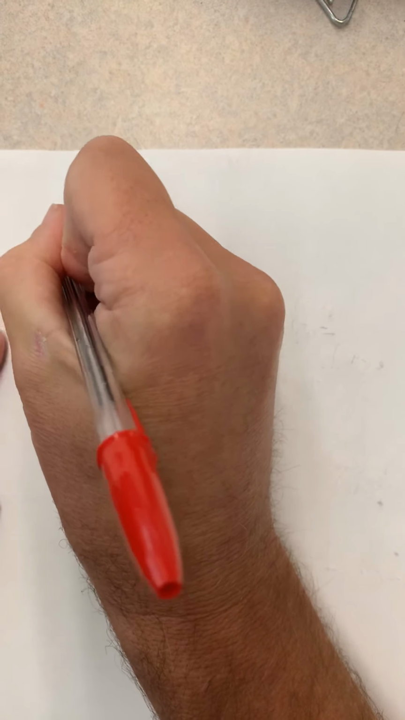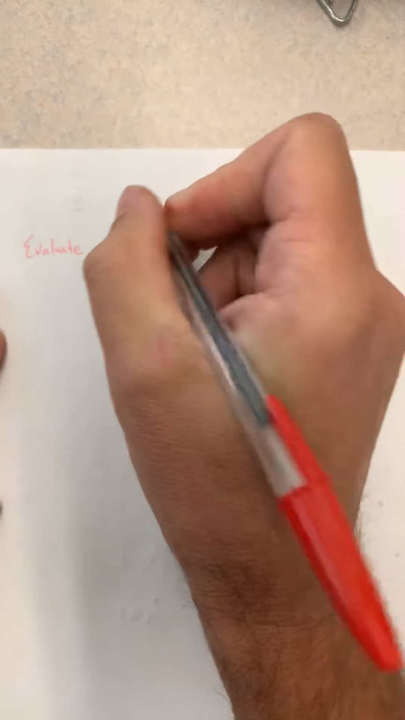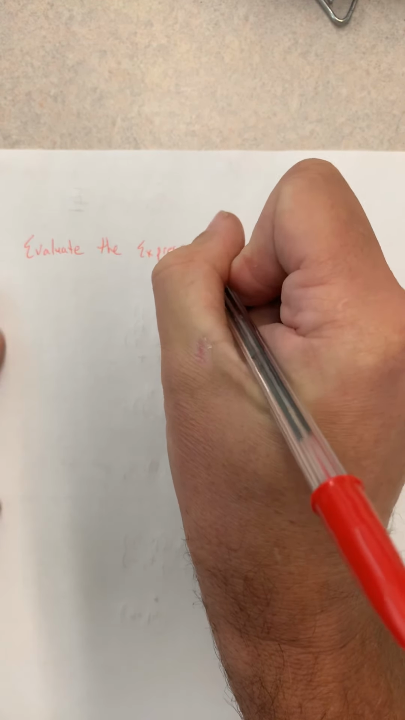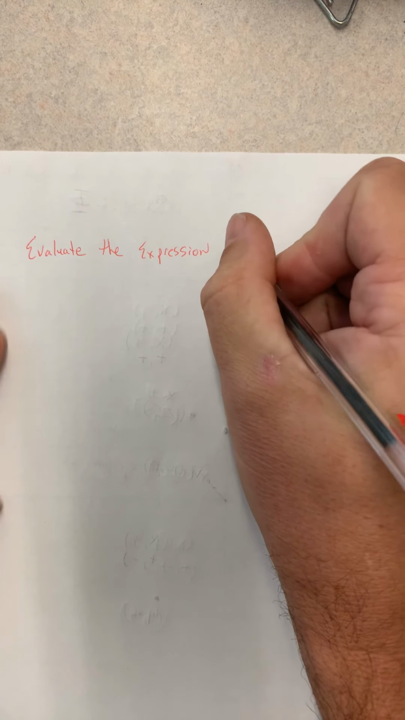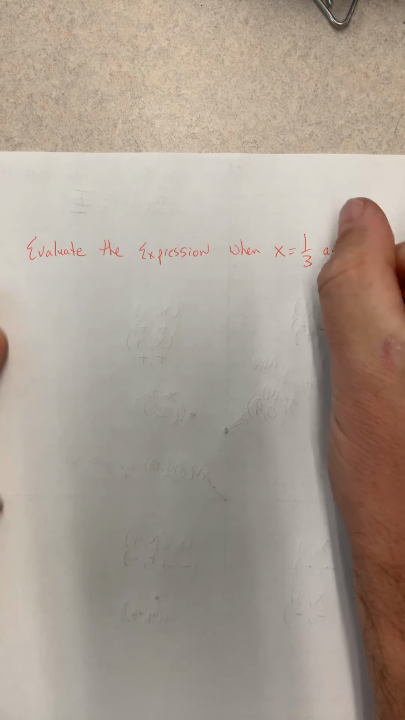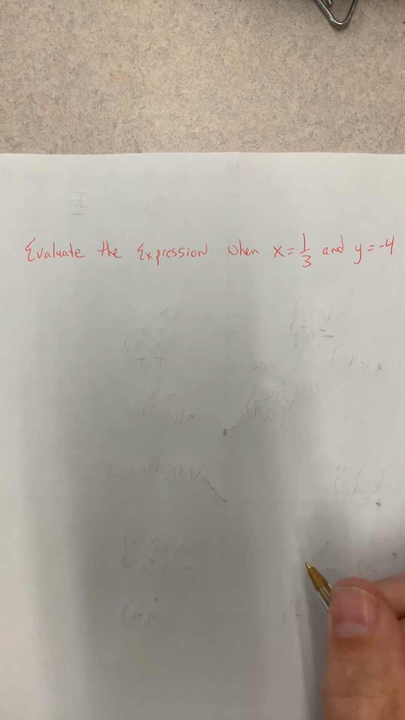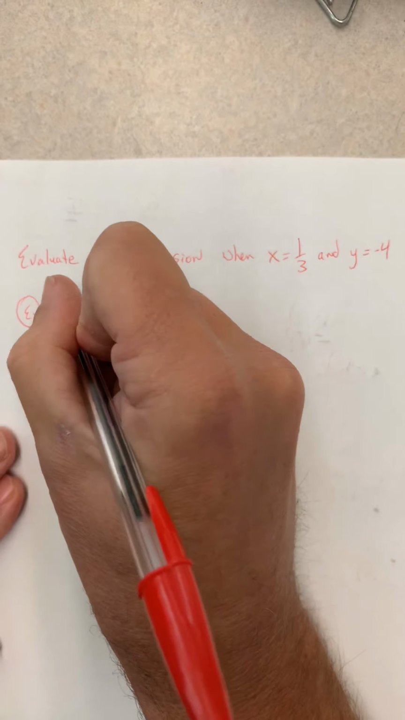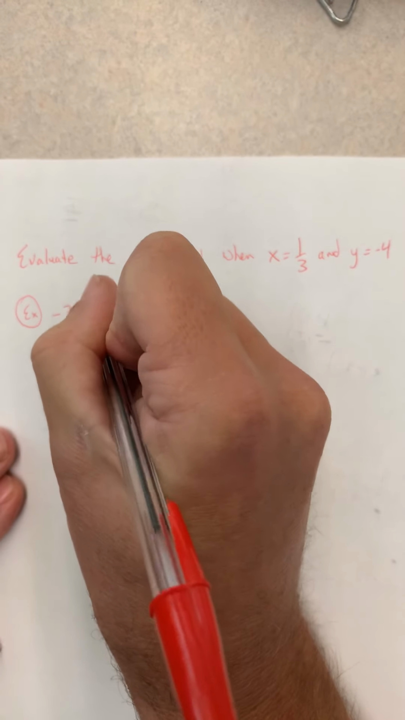Let's do a few example problems of what's going to be posted. You're going to be asked to evaluate the expression, I will say, when x is equal to 1/3 and y is equal to negative 4. Let's look at these examples. Here's this expression, negative 3xy.